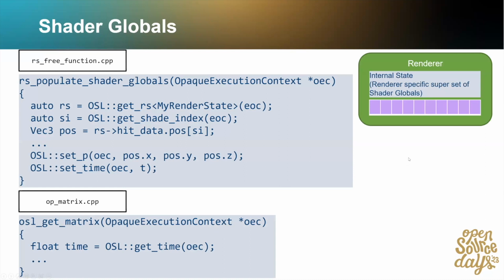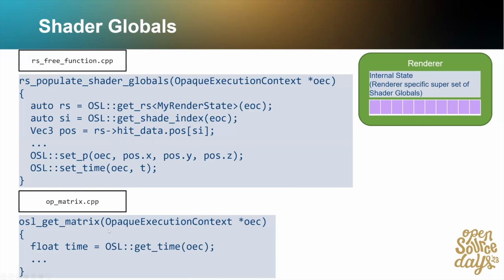Another problem is the shader globals. How do we get this information about the shade point into the kernel that's running? Rather than having a structure that's handed off, we are proposing adding a free function to populate shader globals. The renderer probably already has all the state information it needs, so its implementation can just access it, drill down into its internal representation, and then call some OSL setters on the current execution context to set those values. This would be called once per sample, but again, it's all bitcode and hopefully will all be inlined.